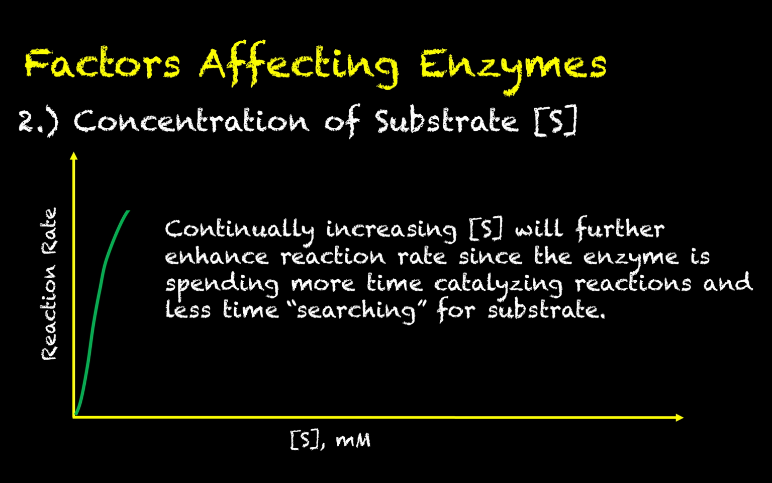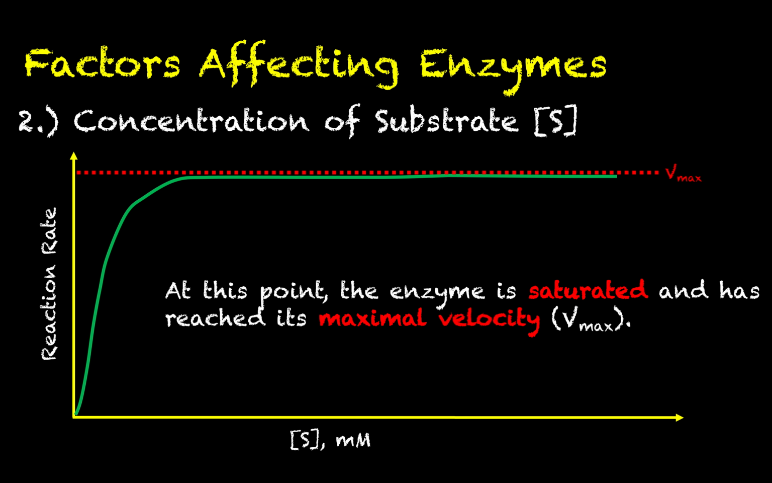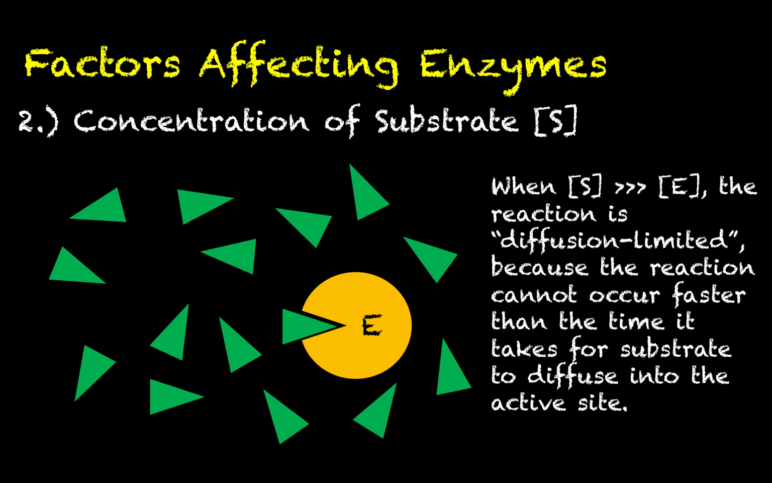But we're going to see something very interesting here as we increase substrate concentration even more. We eventually get to the point where we no longer see any further increases in reaction rate. We start to see something of a plateau effect. So at this point, we say that the enzyme is saturated and it has reached its maximal velocity, or Vmax, the point for this particular concentration of enzyme where adding more substrate really does not make any difference.